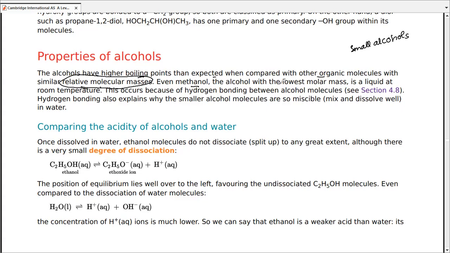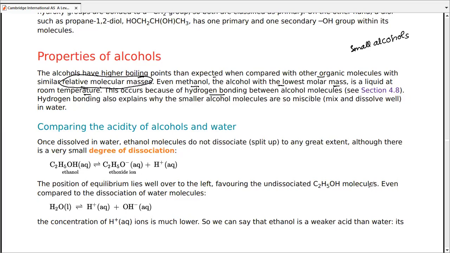Even methanol, which is the smallest alcohol and has the lowest Mr, is a liquid at room temperature. Now, the reason being hydrogen bonding. Since you haven't studied hydrogen bonding back in IGCSE, here we can teach you the reason in detail. So yeah, that's the hydrogen bonding. Because there is an O, there is an H, there is an O, there is an H over in the structure, so hydrogen bonding is possible. Alcohol molecules have hydrogen bonds among them.